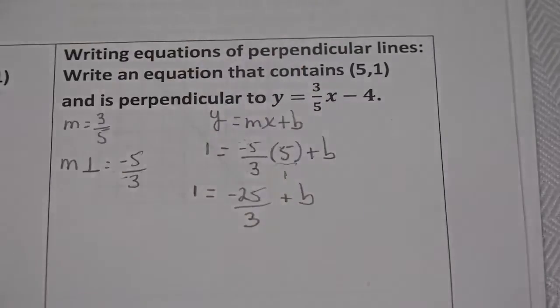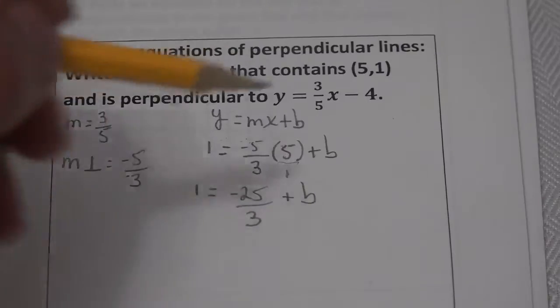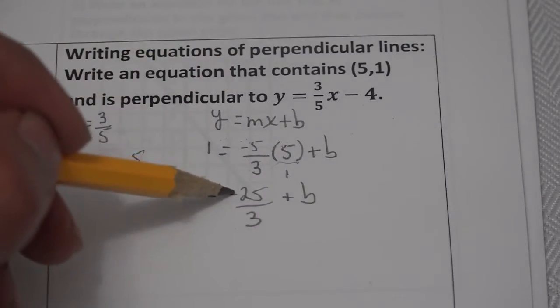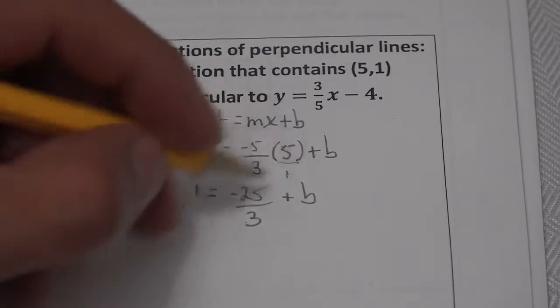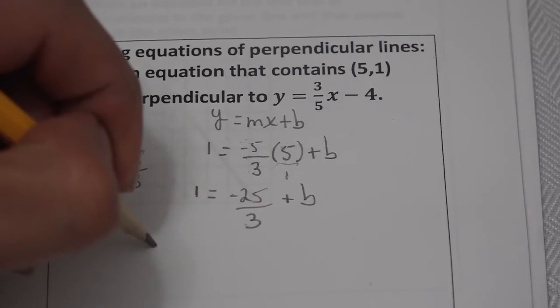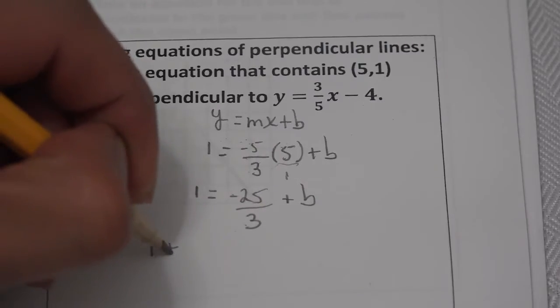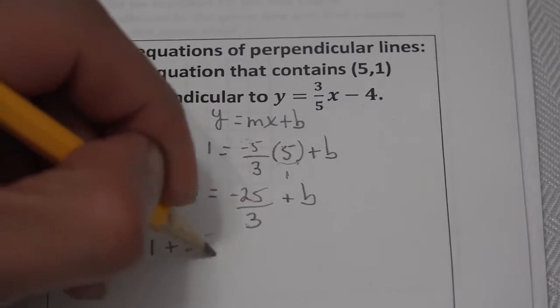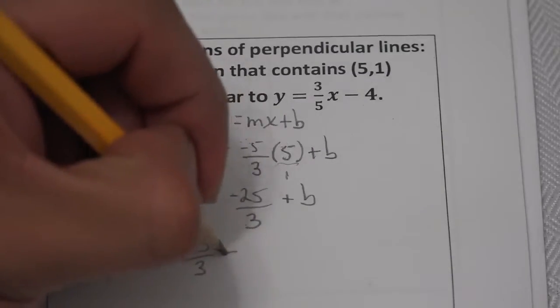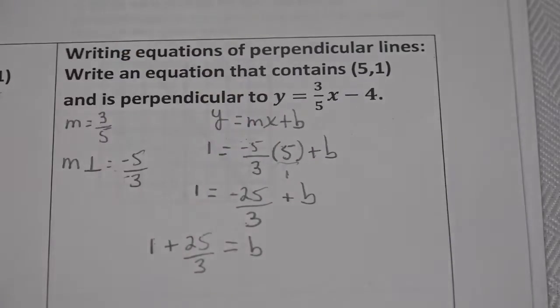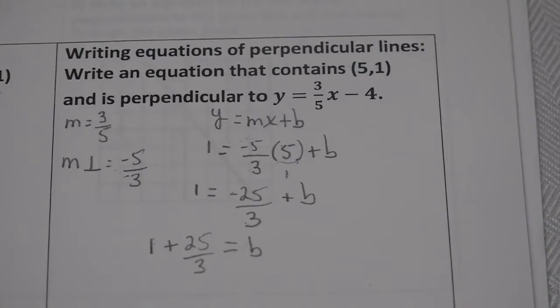Plus b. All right, so I'm solving for b, so I am going to add 25/3 on both sides. So you know what's going to happen. I'm going to write 1 plus 25 over 3 equaling b. So in this case, I could show you a way of doing this on the calculator, and that's exactly what I'm going to do.